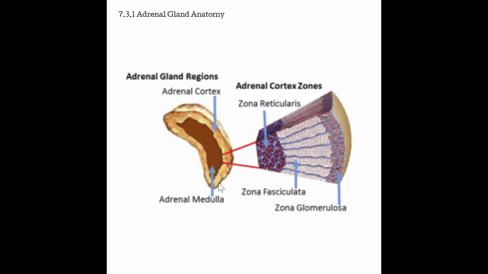Cortex is the outer part, and the medulla is the middle part. So the inside part is medulla, the outer part is cortex, and that cortex has 3 layers to it. We are not going to spend time learning those layers quite yet. We'll talk about that a little bit more when we get into the physiology of the adrenal gland.